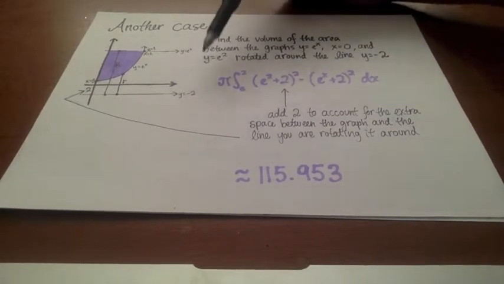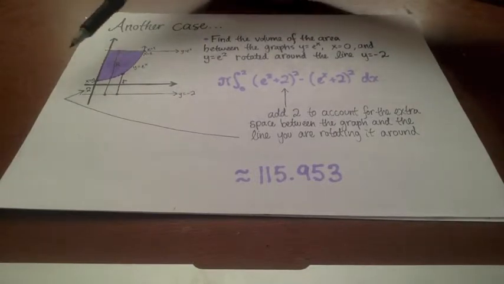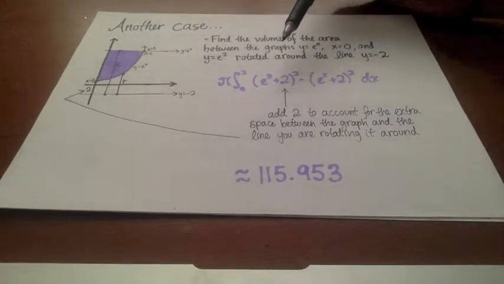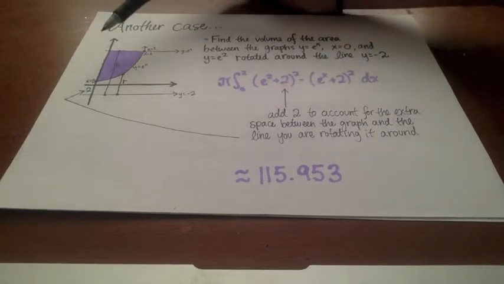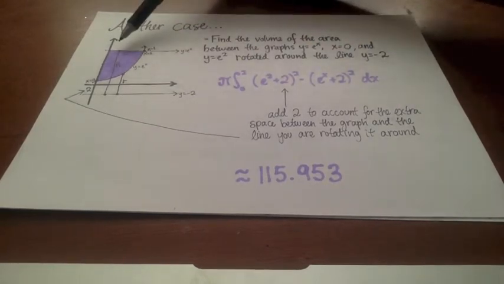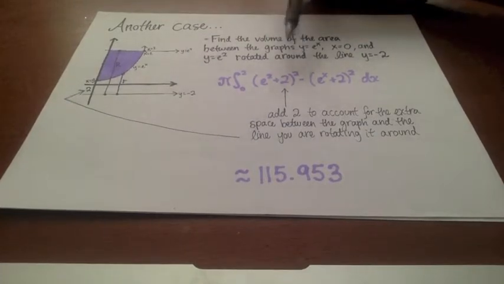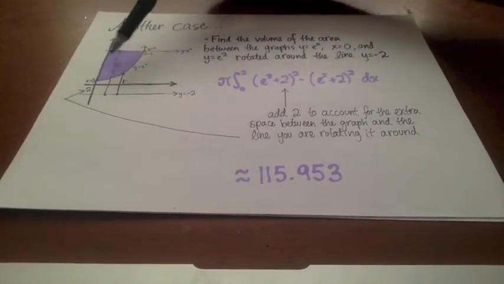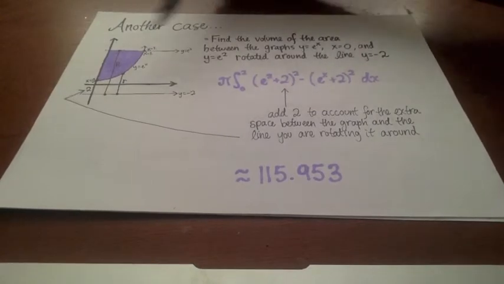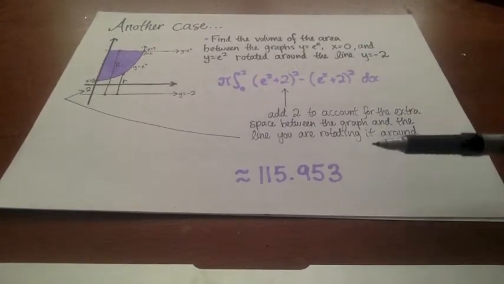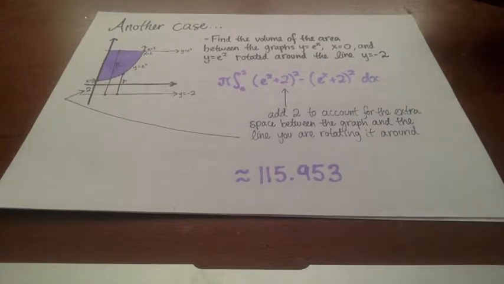So to form this, we do pi times the integral from 0 to 2, which are the intersects between y equals e to the x and y equals e squared. And we do the big R, e squared, plus 2 to account for this extra space, squared, minus little r, e to the x plus 2 squared dx. And this is approximately 115.953.